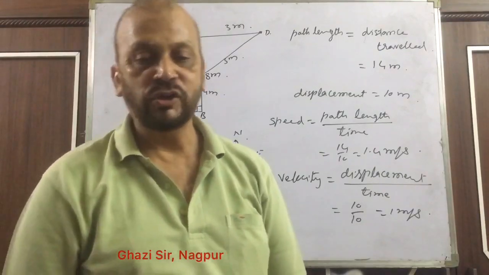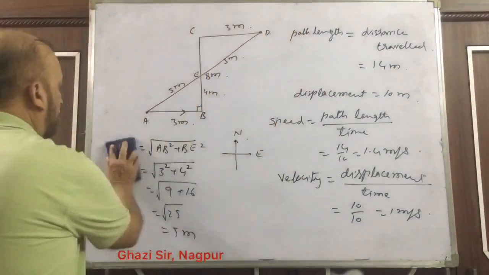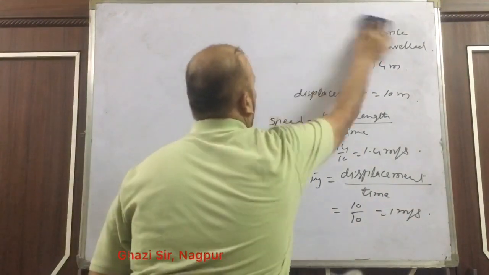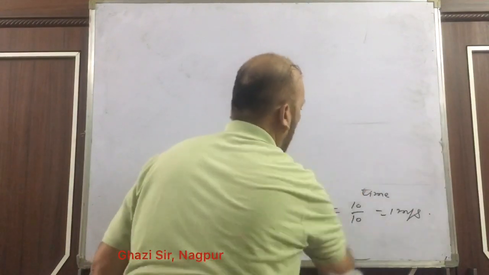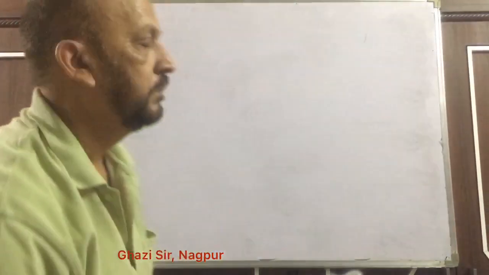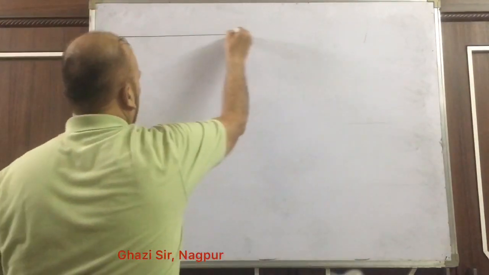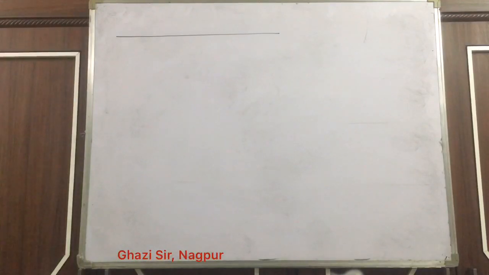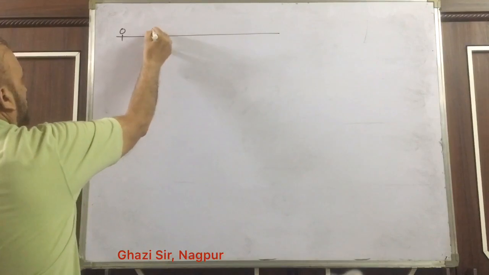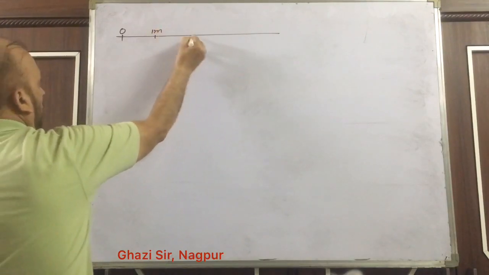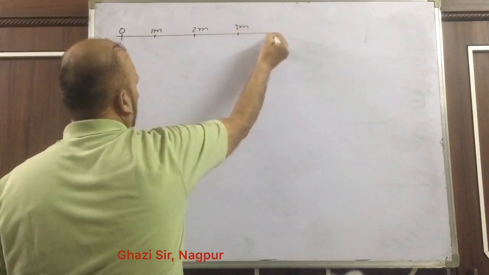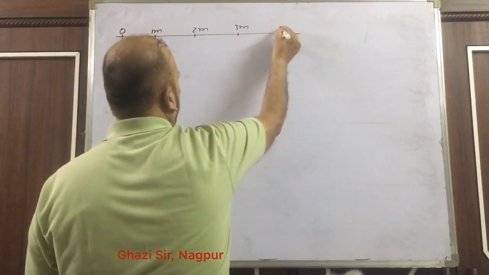Now let's see one more quantity in motion. Now suppose an object is traveling in a straight line. Start from this point, say O. This is say 1 meter, this is say 2 meter, 3 meter, 4 meter, and like that.